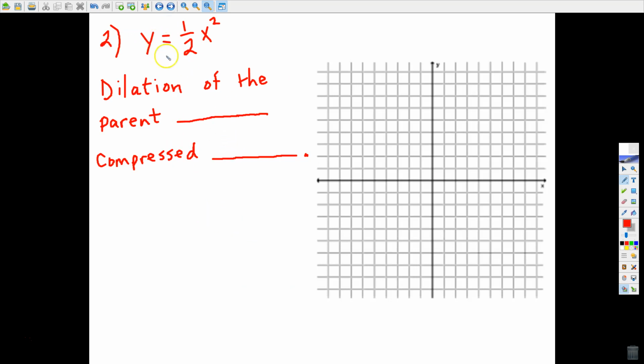Okay, let's take a look at another example. This time you notice the a value is between 0 and 1. So this is still a dilation of that same parent function, but this time, instead of stretching vertically, we're going to be compressing vertically. Once again, we'll show the parent points.